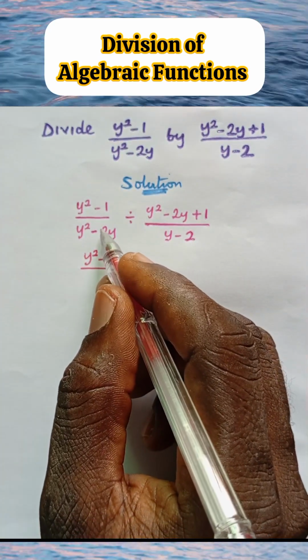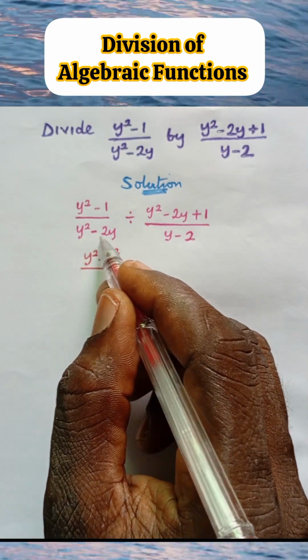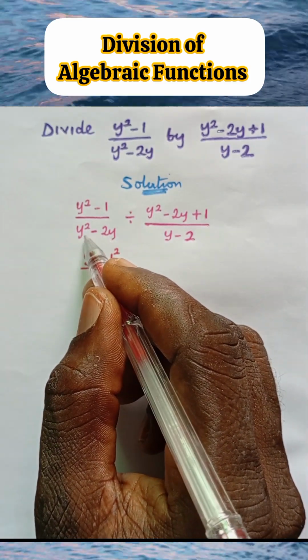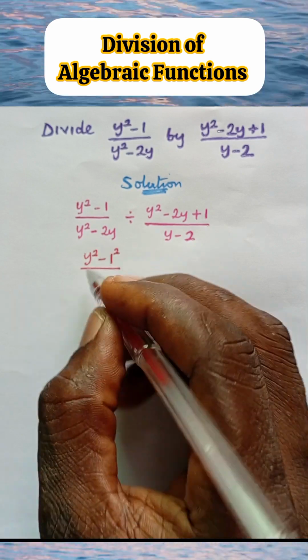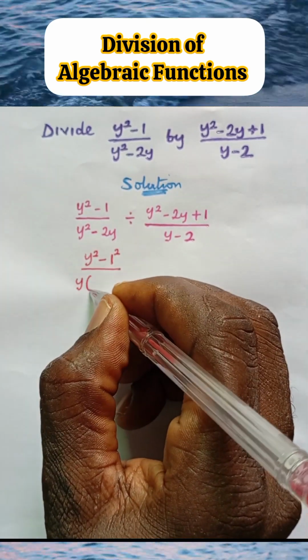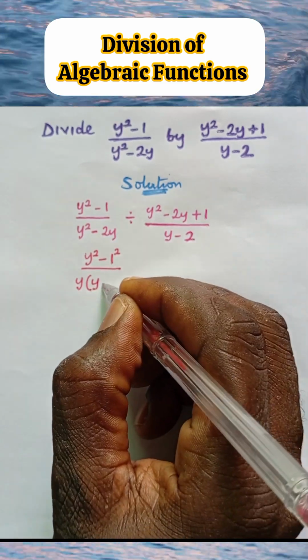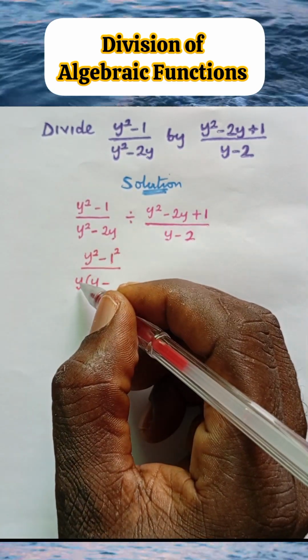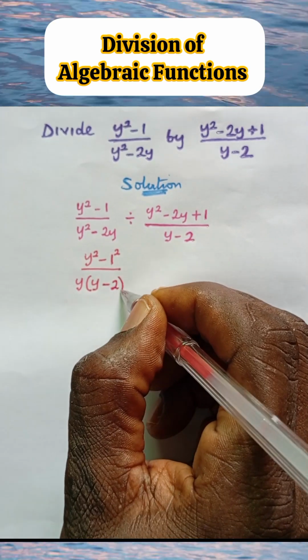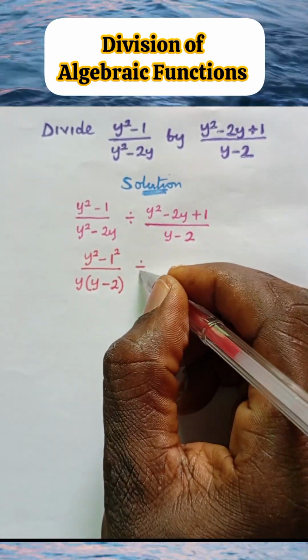Then we are going to factorize the denominator. What is common to both terms? y is common to both terms. So we factor out y, then put y here and open up a bracket. y squared divided by y will give us y, minus 2y divided by y. We are left with what? 2. We close the bracket. Divide by.